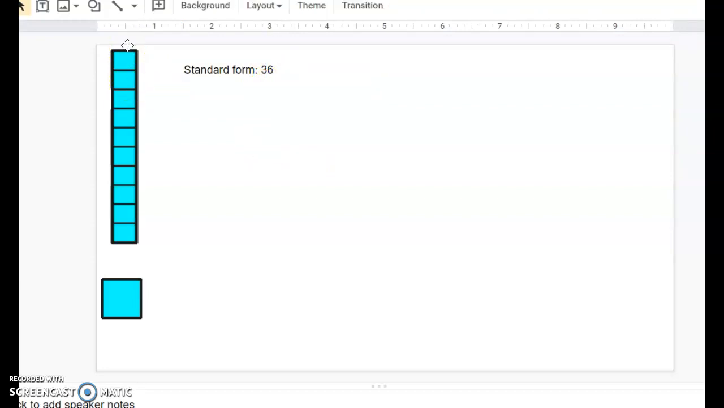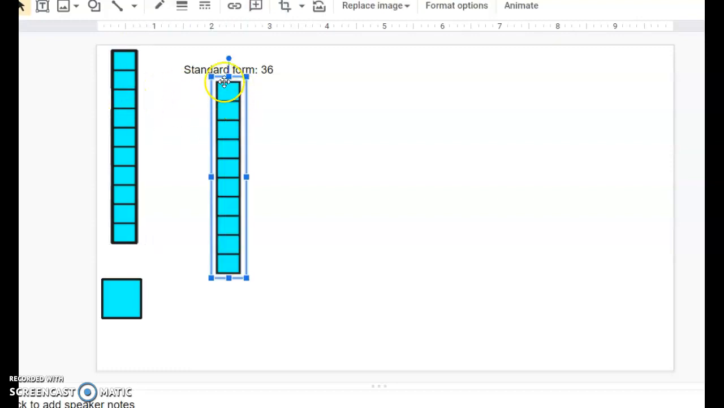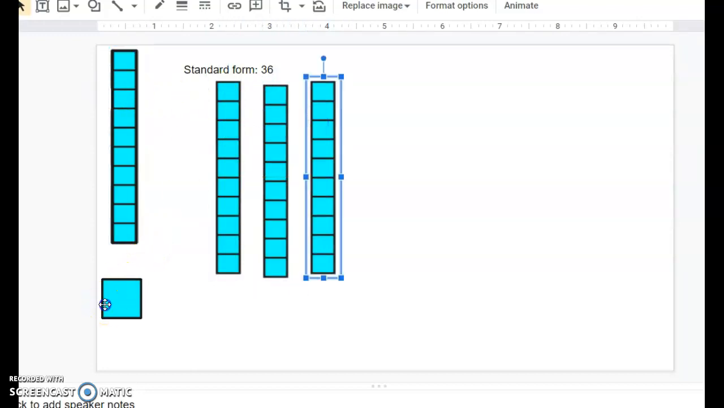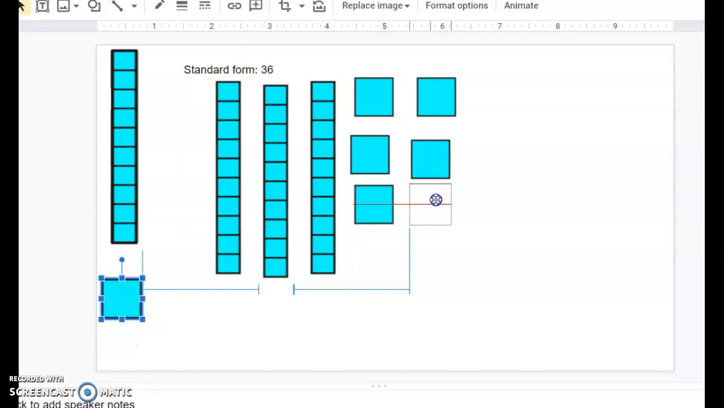The next word you're going to hear a lot is represent and pictorial. These mean show it with a picture of or concrete objects. Pictorial is a picture. So this is one group of 10. So I'd go 10, 20, 30, 31, 32, 33, 34, 35, 36. What I just did is I composed or put together the number 36 using place value blocks.